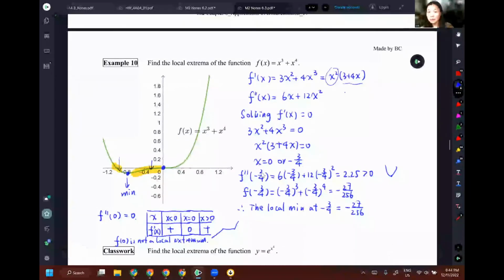It's not a maximum or a minimum. It's neither. Or you can say, oh, it's a saddle. But now I don't think you say it's a saddle, because a saddle point is a point. This is a value. So you say it's not a local extreme. Or you say it's not a maximum or a minimum. Then you do the classwork and then you let me know.